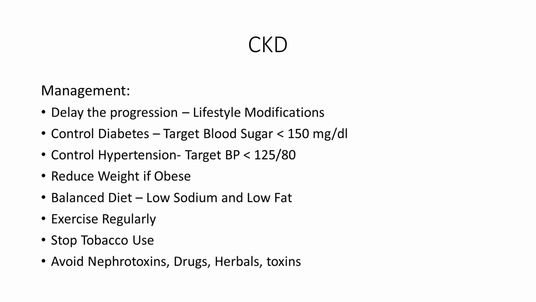Now, management. You can easily delay the progression of chronic kidney disease, say from stage 1 to stage 2, or from stage 2 to stage 3. By strict control of diabetes, you have to target blood sugar less than 150. You have to control blood pressure, target blood pressure 120 over 80. If obese, weight reduction, balanced diet, low sodium, low fat, and the patient should be encouraged to exercise regularly. If he is using tobacco, it should be stopped. And one should always avoid nephrotoxins in the form of drugs, herbals, hakims, homeopaths, etc.